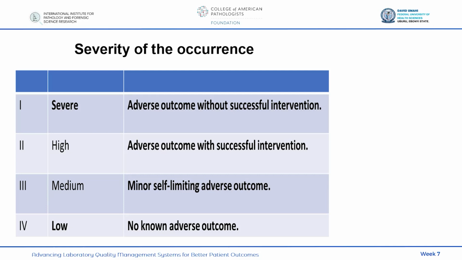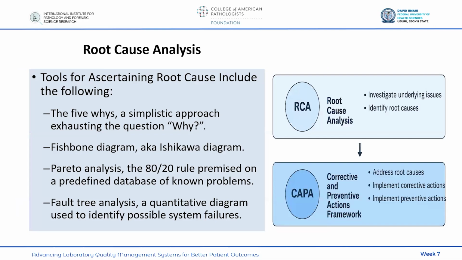So they can rank it into severe, high, medium, just like you're seeing here, and then do something about it depending on the priority. So the priority is based on what? Severity. Okay, so we are now on the root cause analysis.